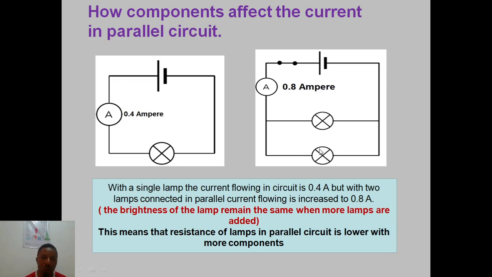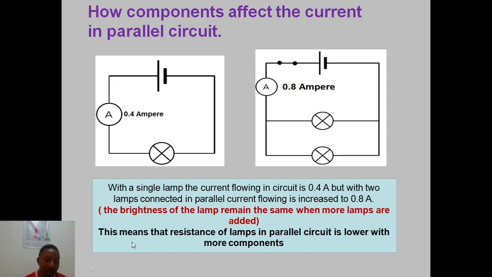So when you have 2 lamps in parallel, the resistance will be lower. When you have 2 lamps connected in parallel like this, more current will be supplied because the resistance of these components will be less. That's just a clear explanation.